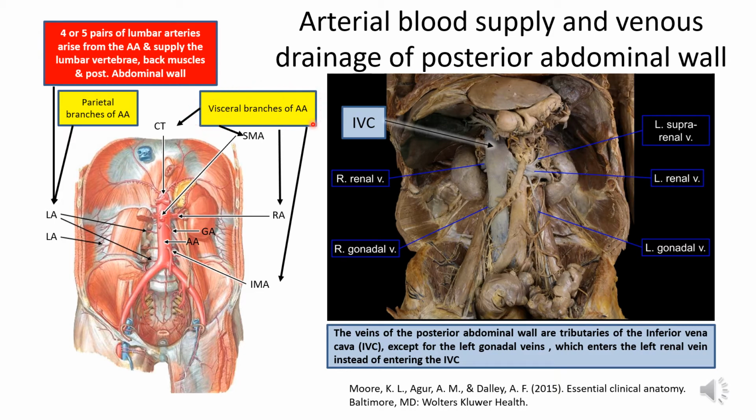the abdomen lecture series. The veins of the posterior abdominal wall are tributaries of the inferior vena cava, except for the left gonadal vein, which enters the left renal vein instead of entering the inferior vena cava.